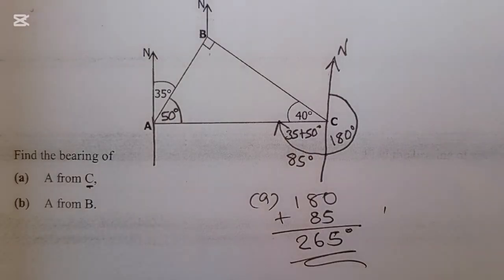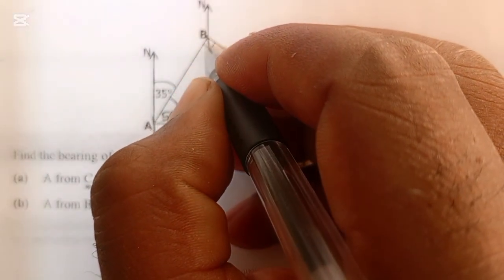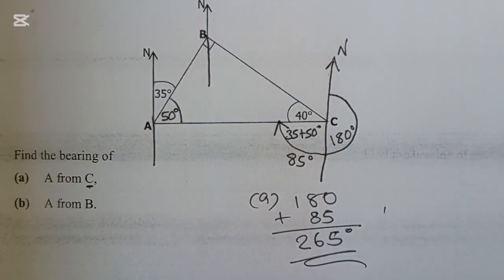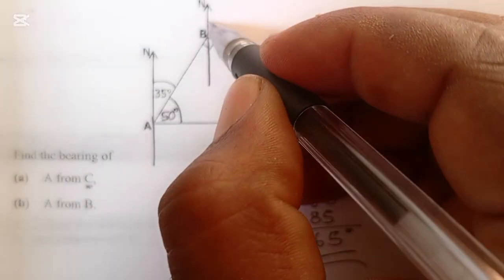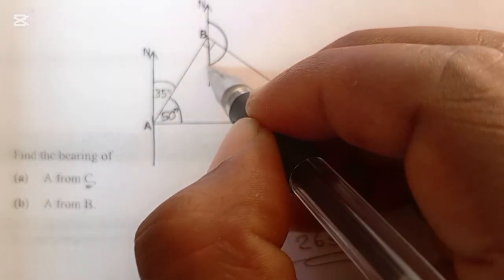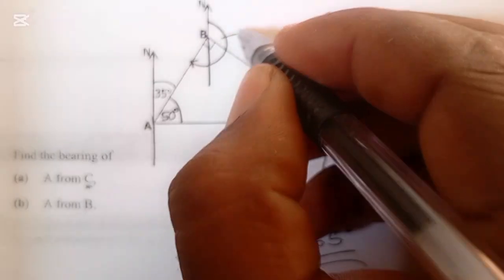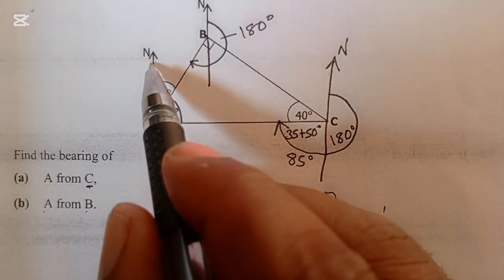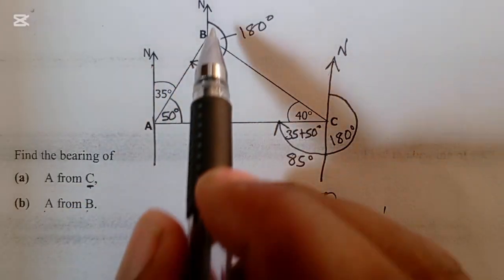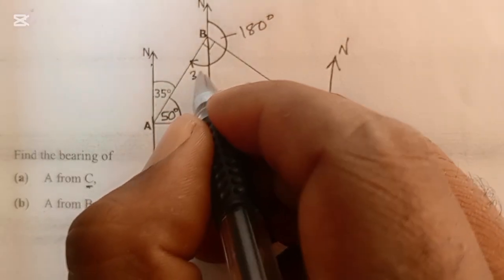Then for B, find the bearing of A from B. You go on B, then you draw a true north. But the true north is already there, so I'll just extend it like that. Then I'll move from B to A. This is the angle that we are looking for. Already this is 180 degrees, that is a straight line. Now this is a true north and this is a true north, so this 35 is alternating with this 35.